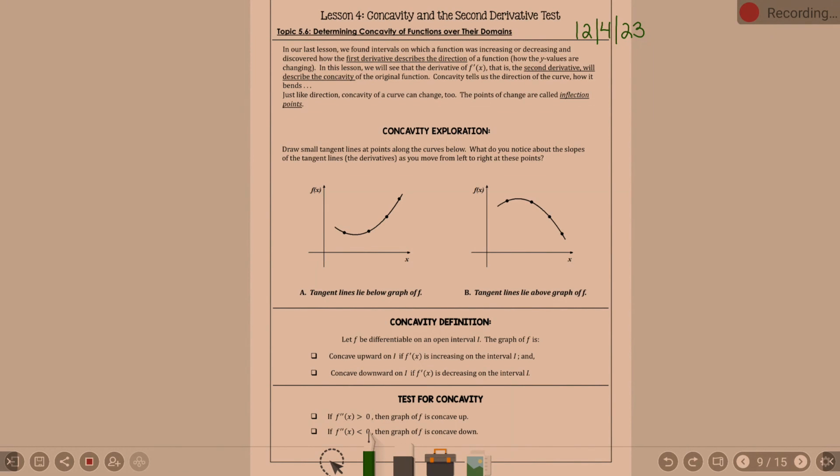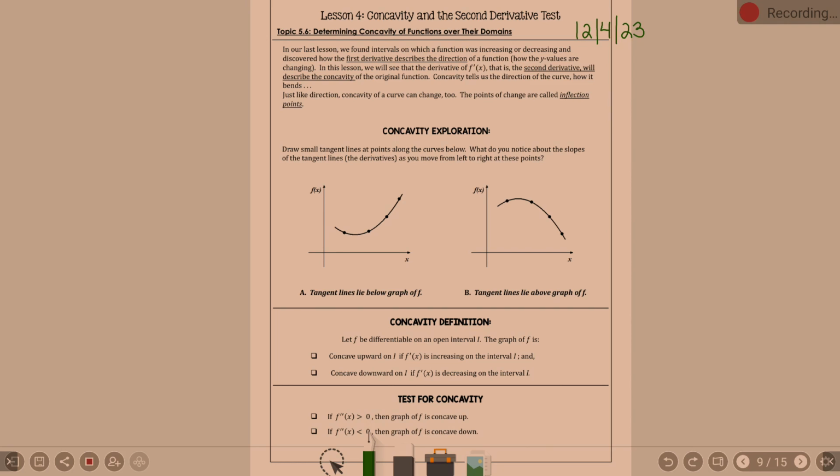Now we get to the second derivative test. The first derivative test is our main way of talking about increasing and decreasing, which leads us to the discussion of mins and maxes. With the second derivative test, we start talking about concavity more. Concavity tells us the direction of a curve, how it bends.